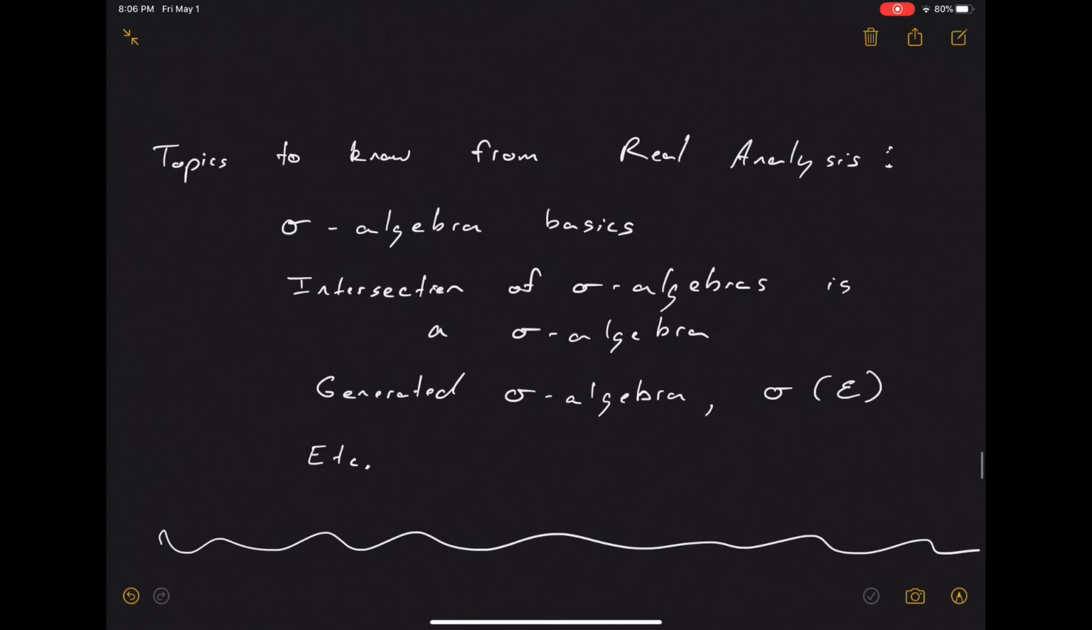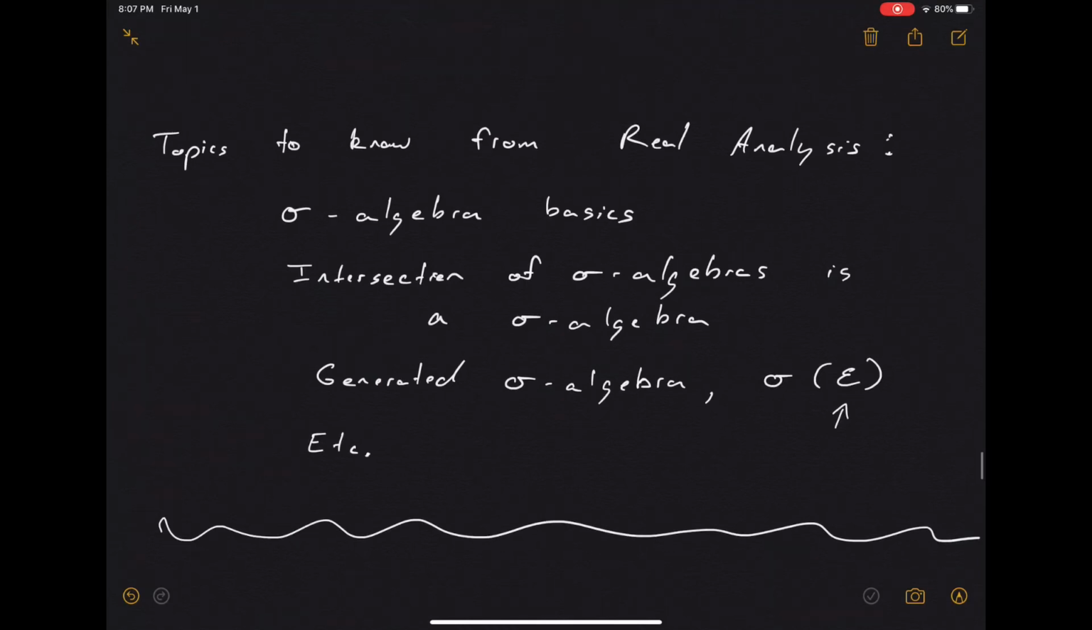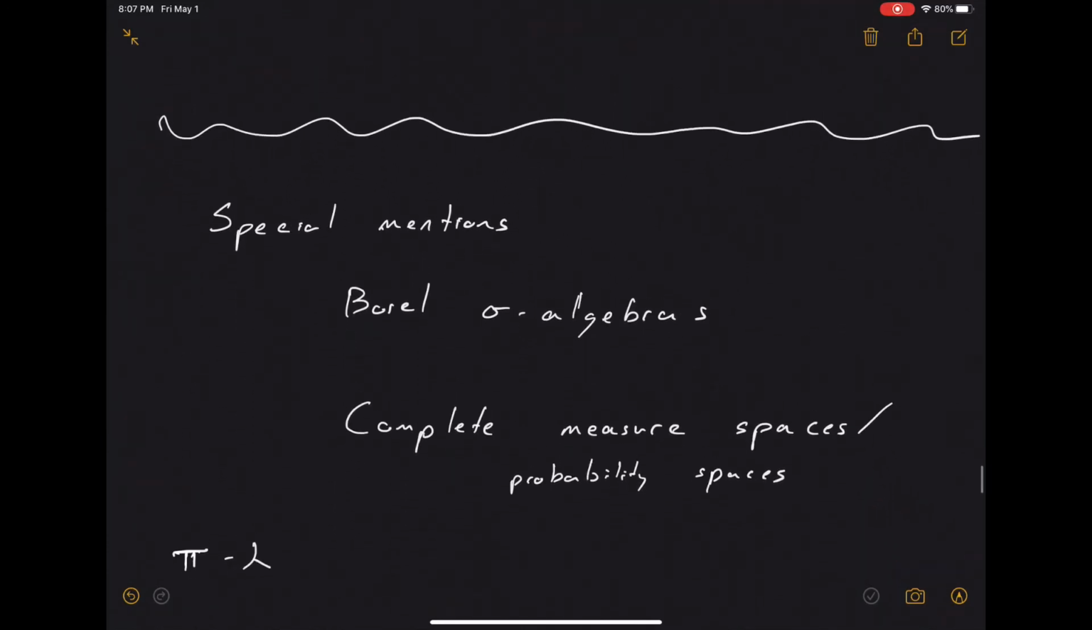Things we should definitely know from real analysis dealing with measure theory and so on: we've got to know the sigma algebra basics. For example, you should know that the intersection of sigma algebras is a sigma algebra, and that's an arbitrary intersection, whether it be finite or countable or uncountable. We should know what a generated sigma algebra is. If we have a collection of subsets of omega, which we denote, how would we say this, epsilon, I guess, then sigma of epsilon would be the smallest sigma algebra containing that collection epsilon, and other basics like that. The product sigma algebras, things like that.